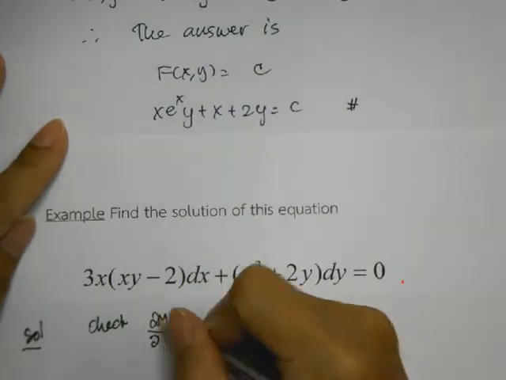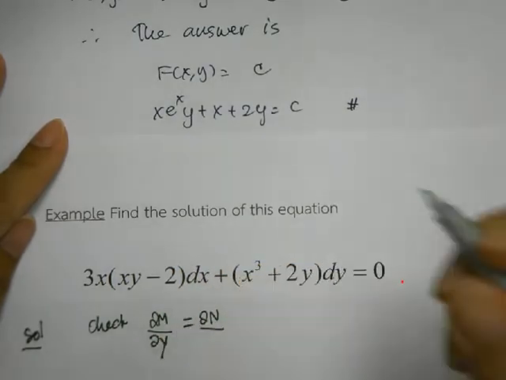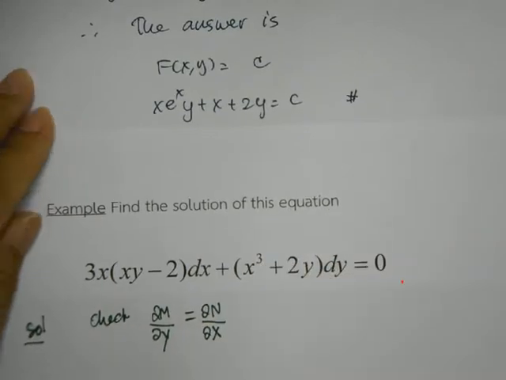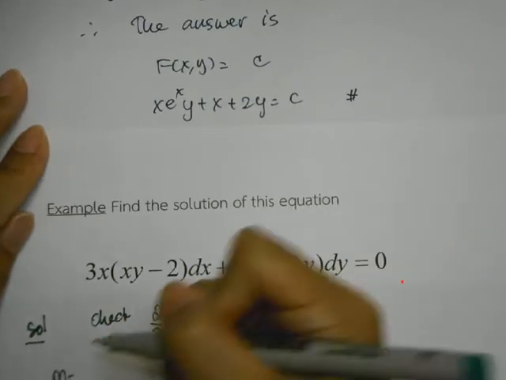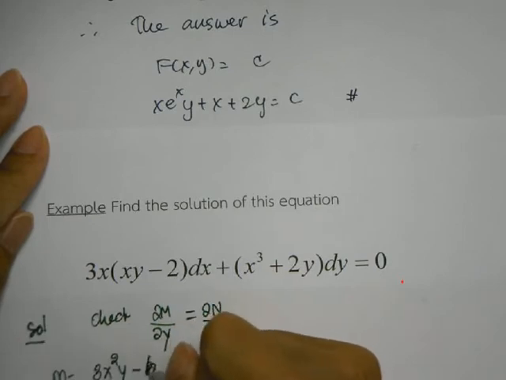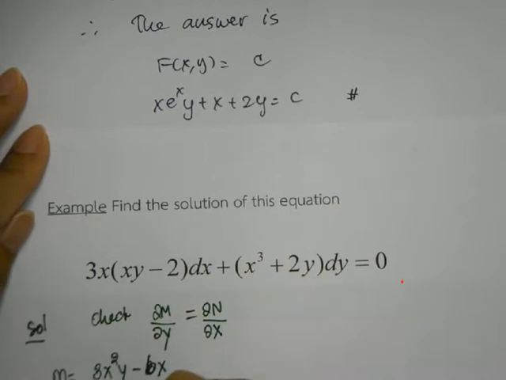The derivative of m with respect to y is supposed to be equal to the derivative of n with respect to x. Now our m is equal to... n is equal to x to the power 3 plus 2y.